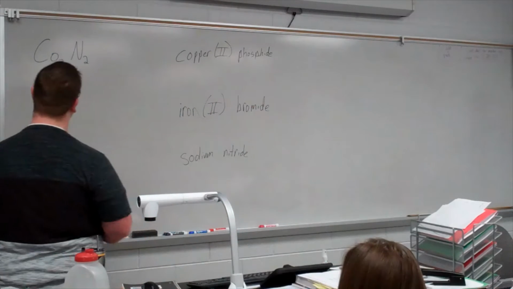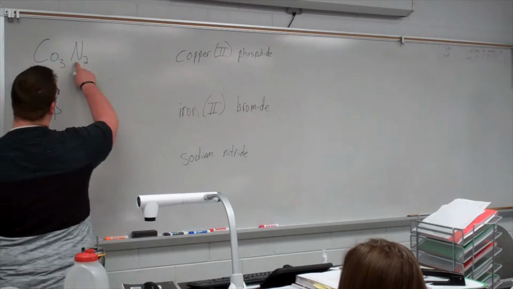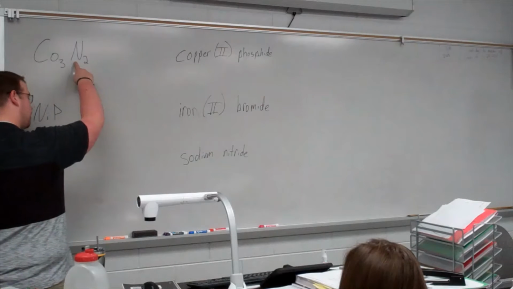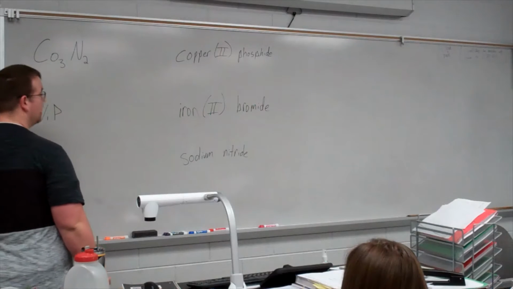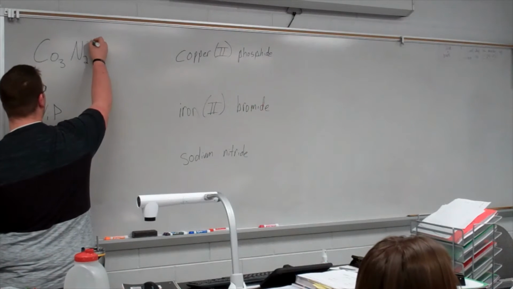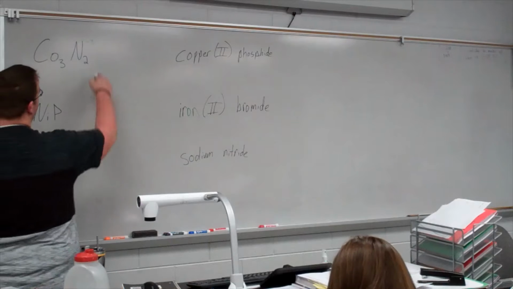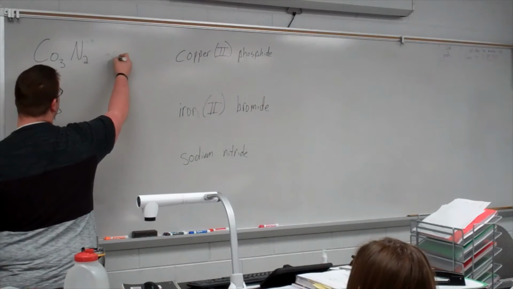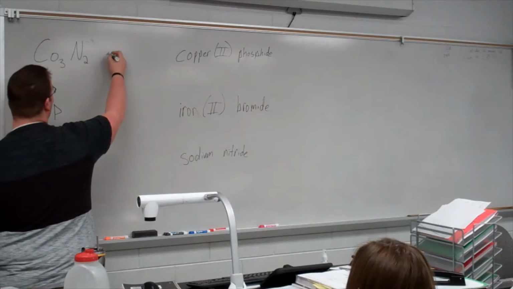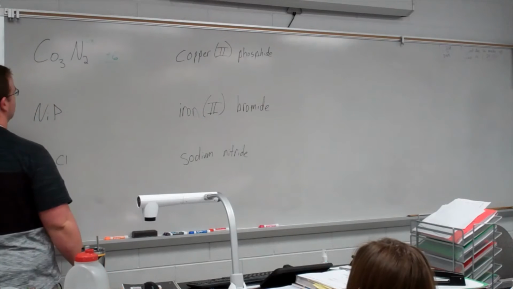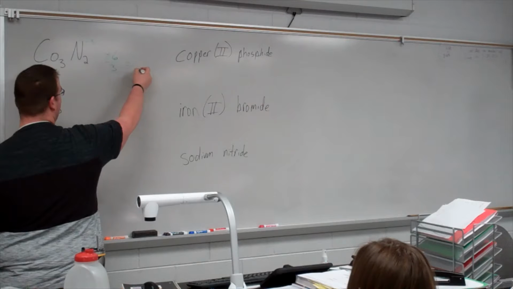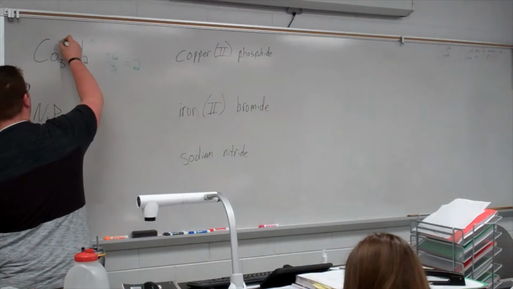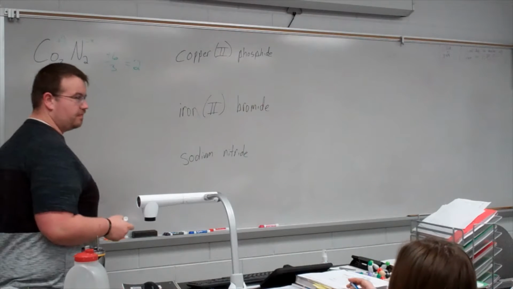So in this case, best way to do it, nitrogen, or nitride in this case, has what charge on it? -3. Okay, so -3 times 2 means -6. This has got to equal a +6, and how many of them do we have? 3. So 6 divided by 3 is 2. So it's got to have a +2 charge.